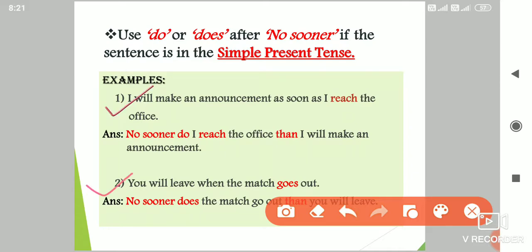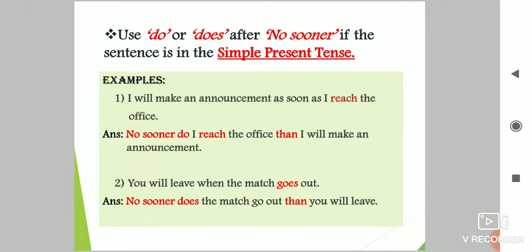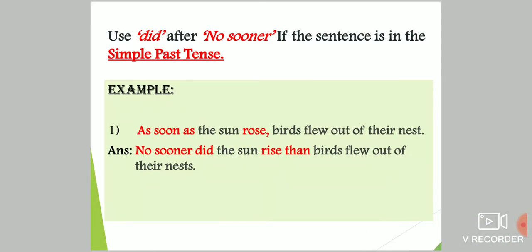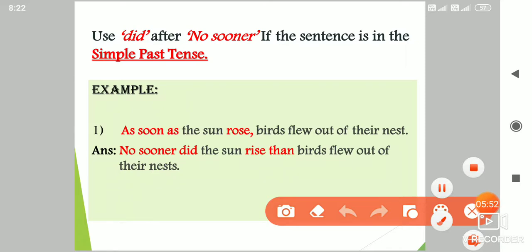Then the second is, you will leave when the match goes out. Here you will get an idea about how does can be used. No sooner does, because our verb is goes. No sooner does the match go out than you will leave. In this way we can change or use do or does, borrow do or does whenever it is needed. Now see the next slide, it tells us about did, how we can use did in the sentences.